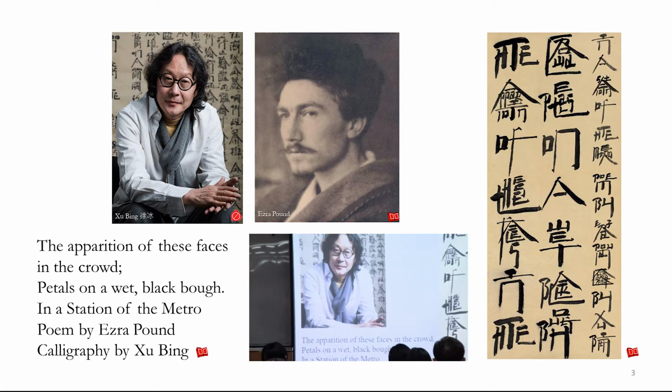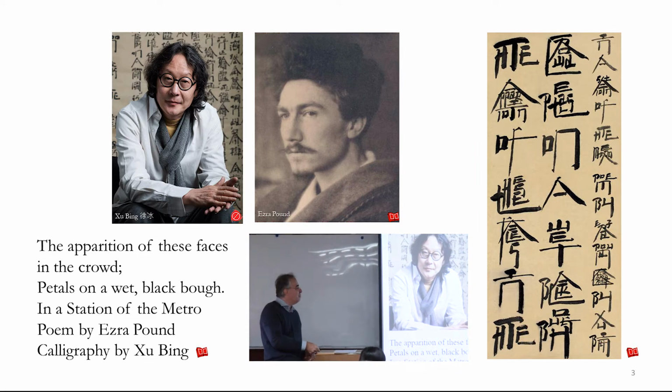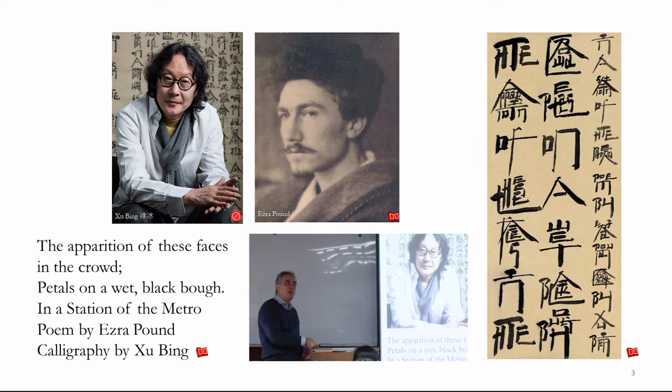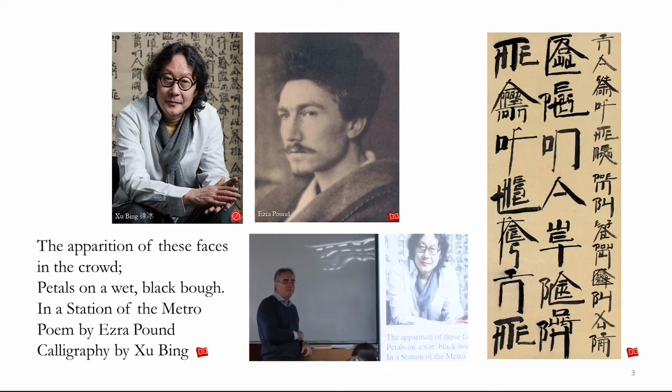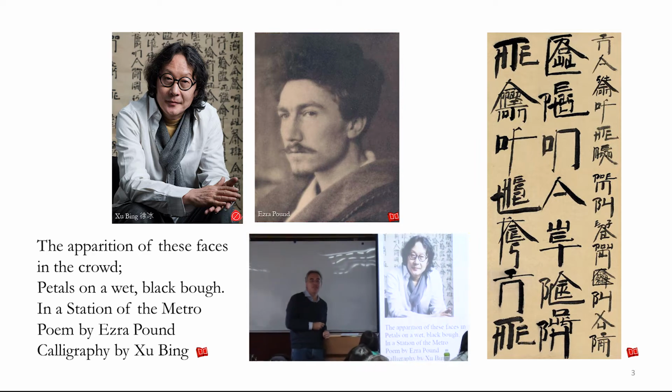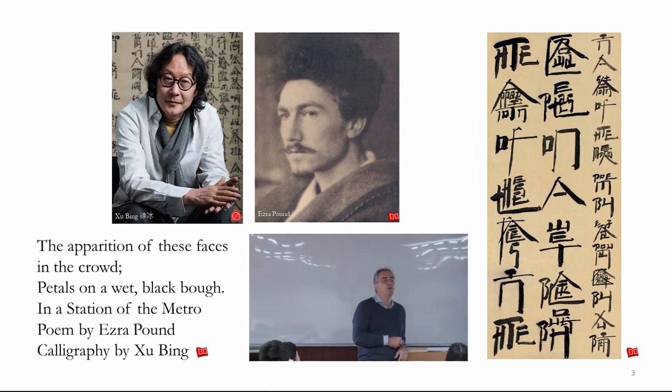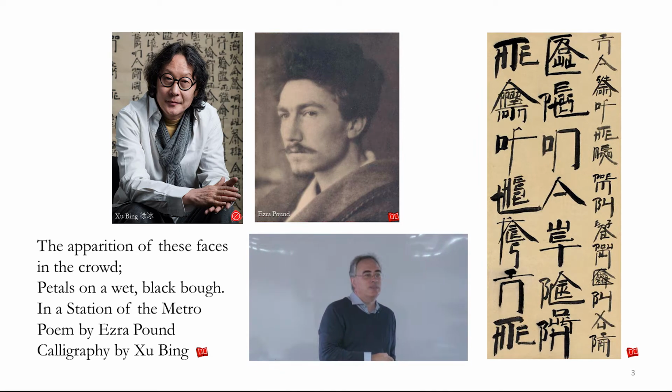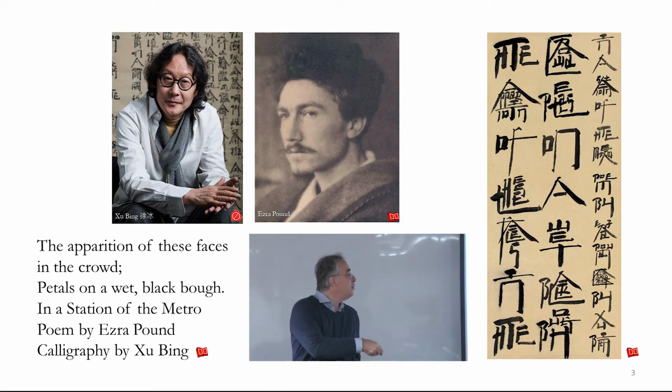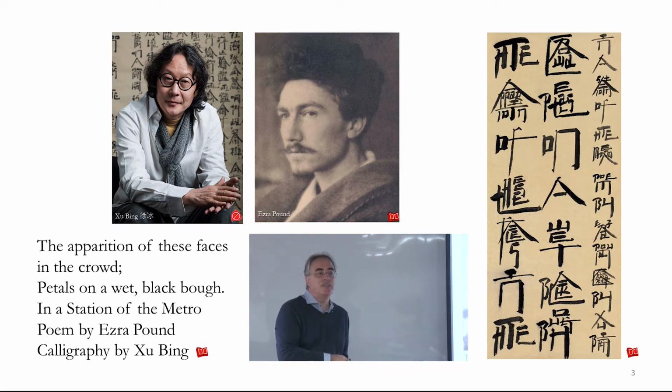Calligraphy, this is calligraphy, the word, by Xu Bing. This is the so-called English writing. So this is another experiment by Xu Bing. This time I chose it because he himself chose to reproduce in this particular spelling, in this particular calligraphy, one of the most famous texts of modernism. The text is indeed In a Station of the Metro. Its author is Ezra Pound.